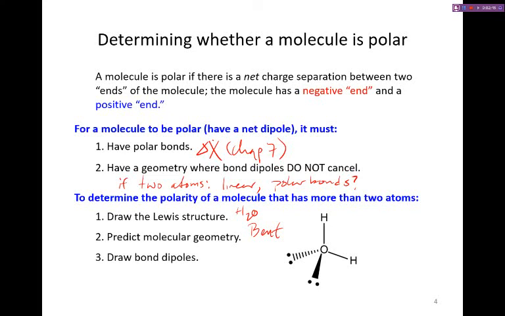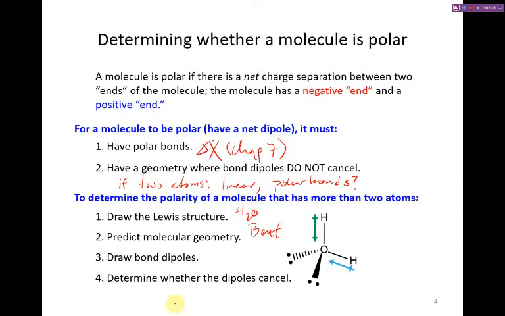Then we draw in the bond dipoles. And when we drew bond dipoles before, we drew arrows with a positively charged tail and a negatively charged head pointing towards the more electronegative elements. And you'll have one arrow for each bond. Then we can determine whether or not those bond dipoles cancel.